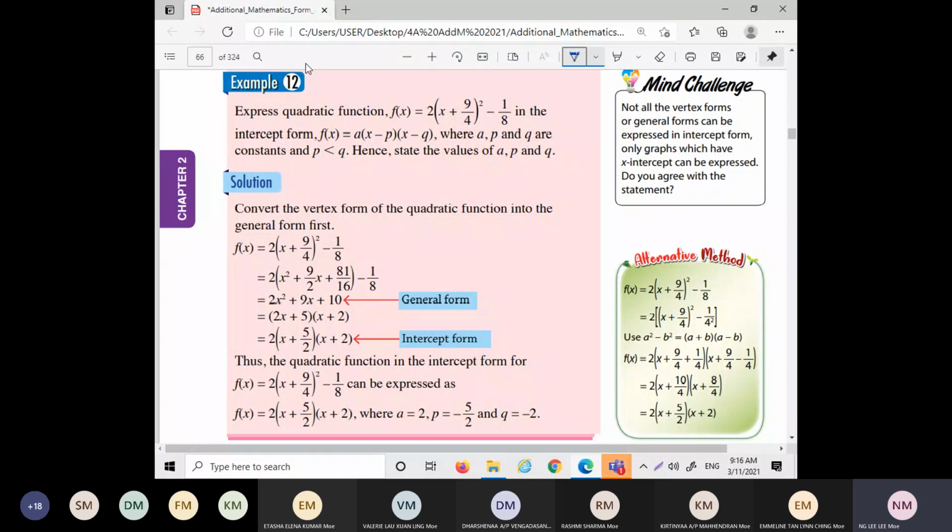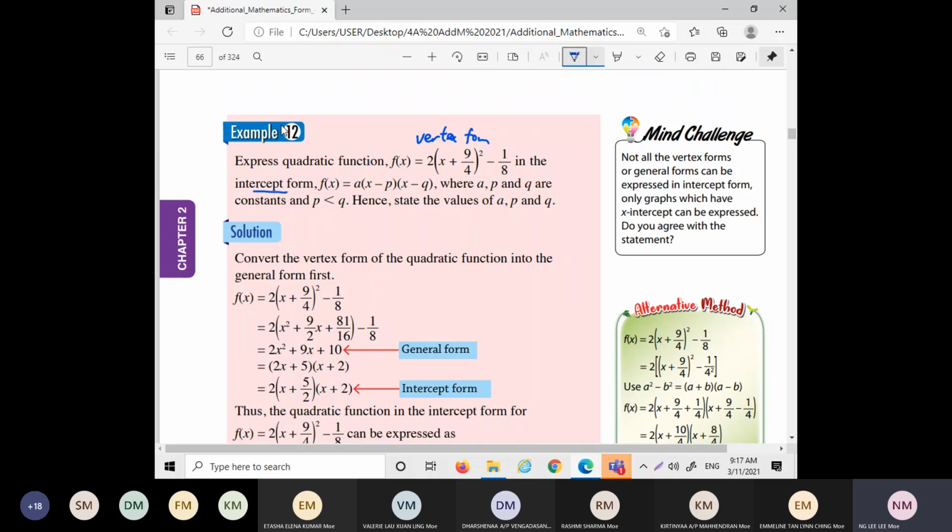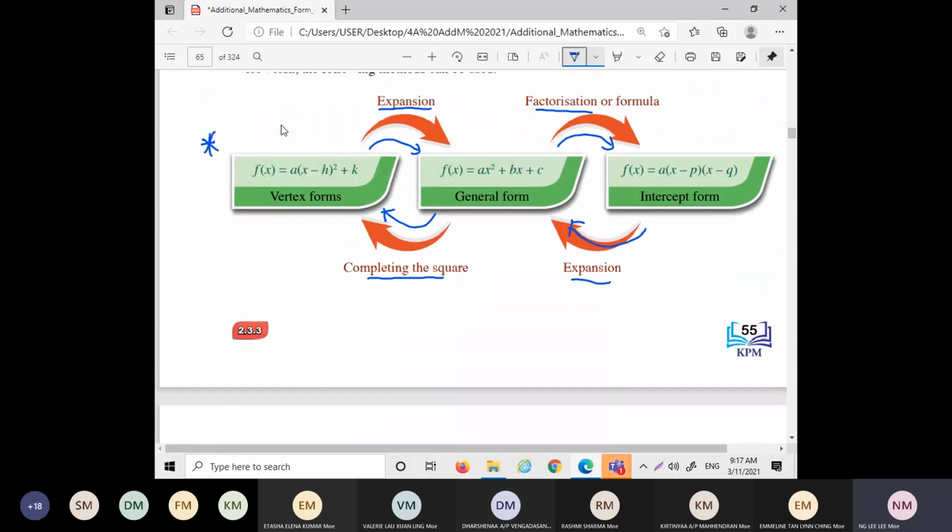You see example 12. This one is in vertex form. From vertex form, you want to go to intercept form. First, you have to go through the general form, and only then go to intercept form. You can't straight away jump from vertex form to intercept form. No way. So from vertex form, to make it general form, you have to do expansion. Then from general form, to go to intercept form, you do factorization.